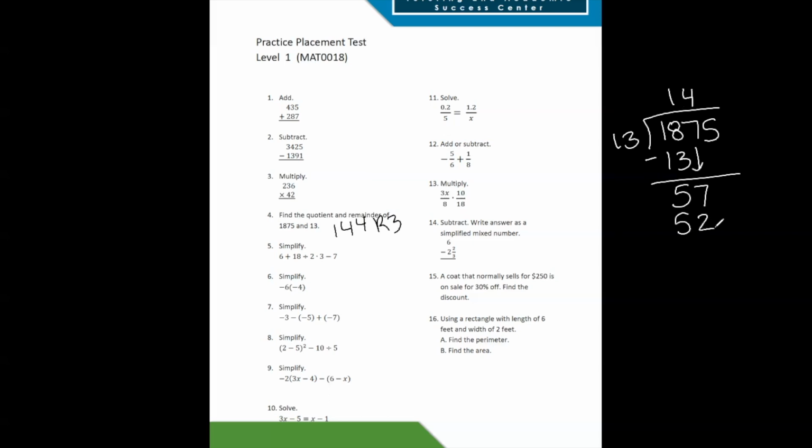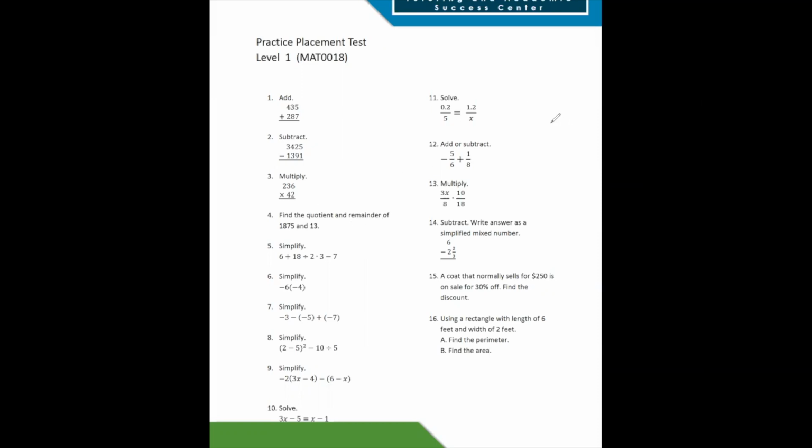I'm going to write my 52. Then I'm going to subtract and bring down that 5. So how many times does 13 go into 55? It's going to be the same number, 4, because 4 times 13 is 52. There's no other numbers to bring down, so that means that it's a remainder of 3. And that's how you would solve number 4.